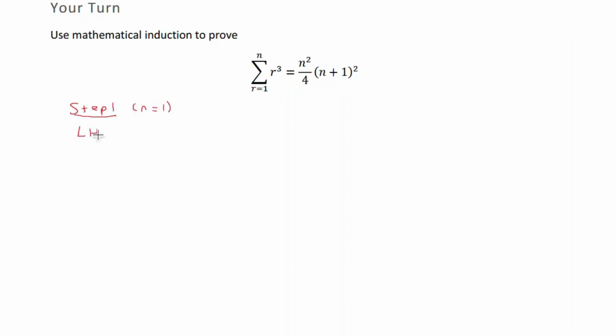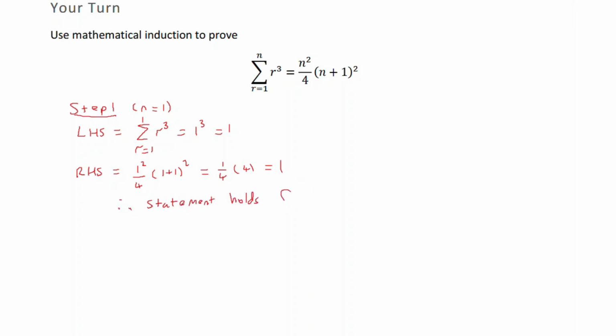We start with the left-hand side. The sum from r equals 1 up to 1 of r cubed is equal to 1 cubed, which is 1. And the right-hand side is equal to 1 squared over 4 times 1 plus 1 squared. So that's 1/4 times 2 squared, which is 4, which is 1. So the statement holds for n equals 1. The base case is true.